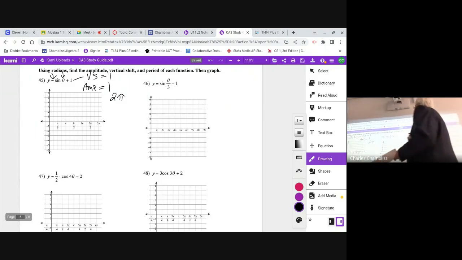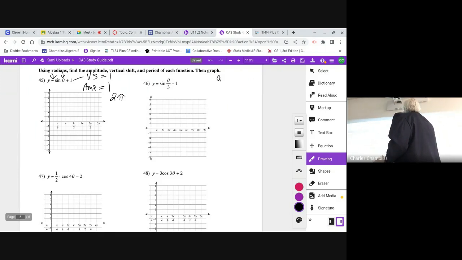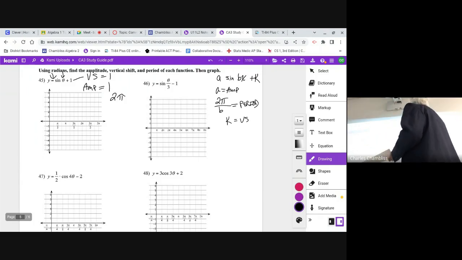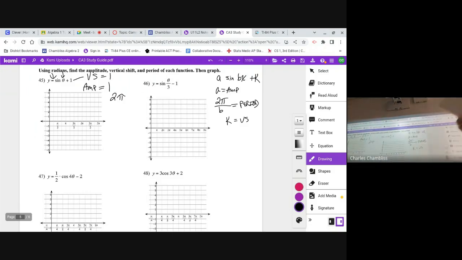Again, our general form here is A sine or cosine of bx plus k. A is the amplitude, 2 pi over b is the period, and k is the vertical shift. And then you graph them, and you sketch a graph.